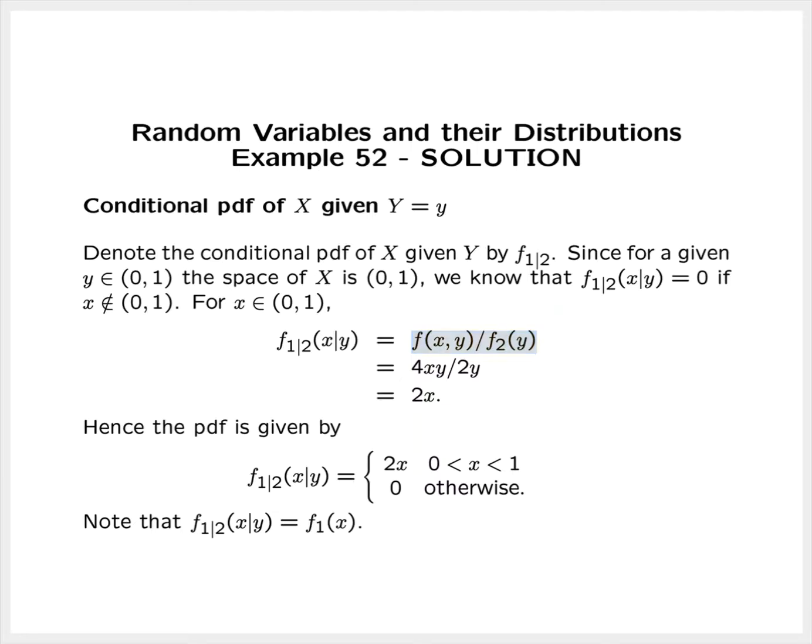And so putting these two results together, the conditional PDF of x given y evaluates to 2 times x as long as x is between 0 and 1, and it's 0 otherwise. Now, I would point out that this is the same as the unconditional PDF of x itself, so we can also call that the marginal PDF of x. So the conditional PDF of x given y is equal to the marginal PDF of x. I just wanted to point that out. We've actually seen this PDF before, haven't we?